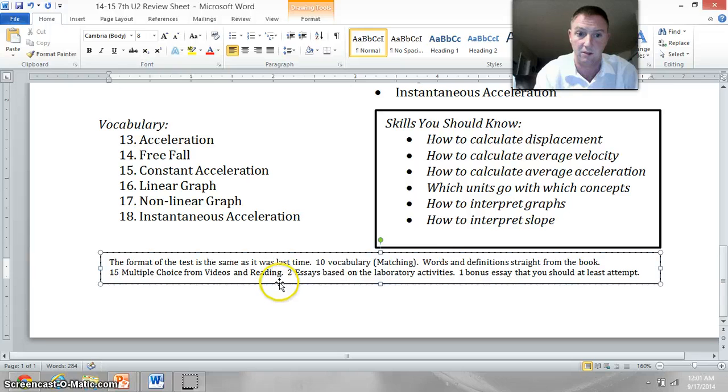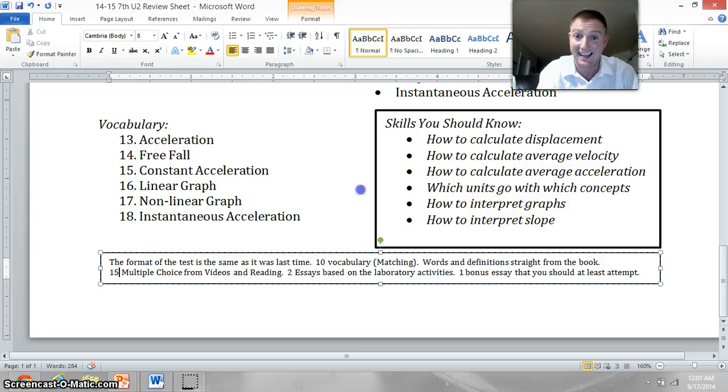15 multiple choice from the videos and reading, and then 2 out of 3 essays. You have 3 essays. You need to do 2 of them. All right, and that one bonus essay, you should at least attempt. Okay, never turn down bonus credit.